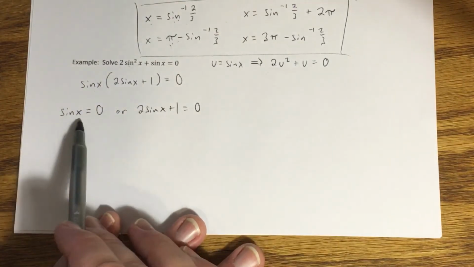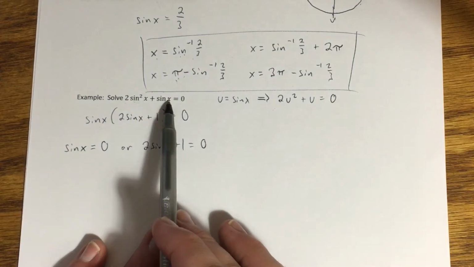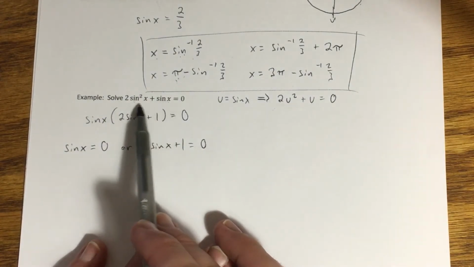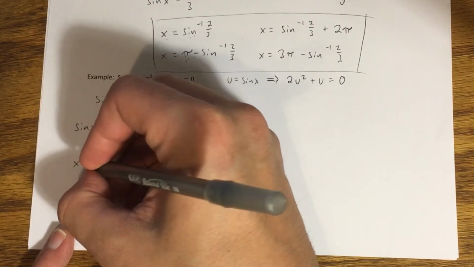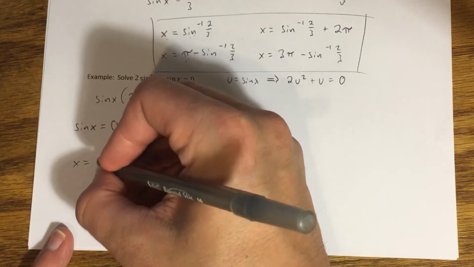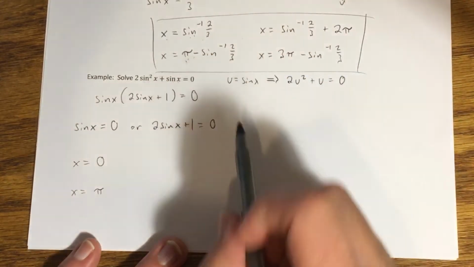Okay, sine of x. When is sine of x equal to 0? Well, notice I'm looking for general solutions here. So sine of x is equal to 0 when x, in one revolution around the unit circle, is equal to 0 or x is equal to pi.